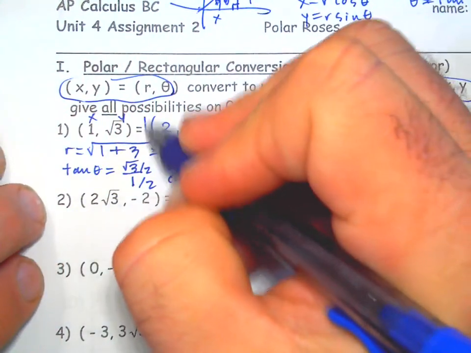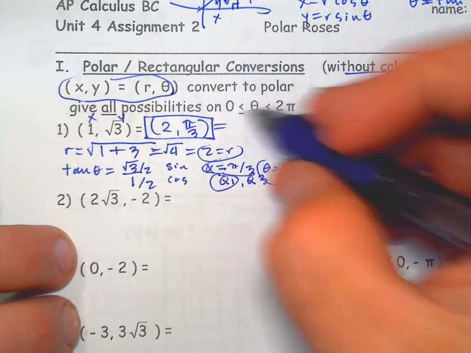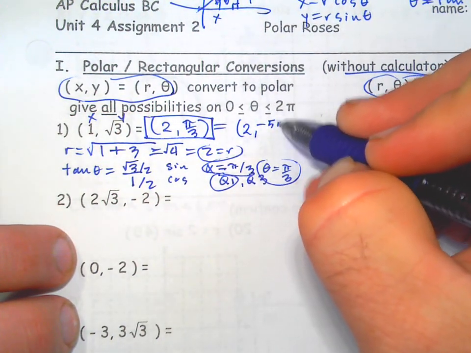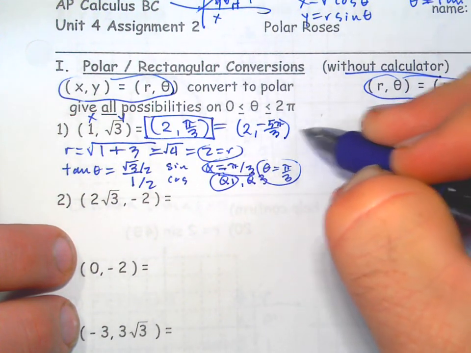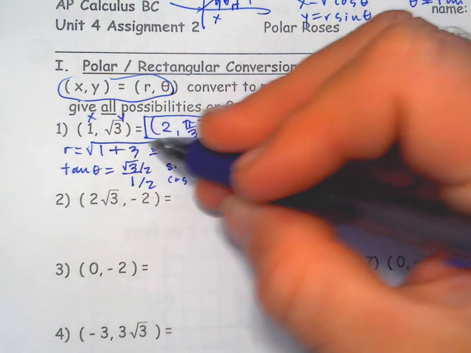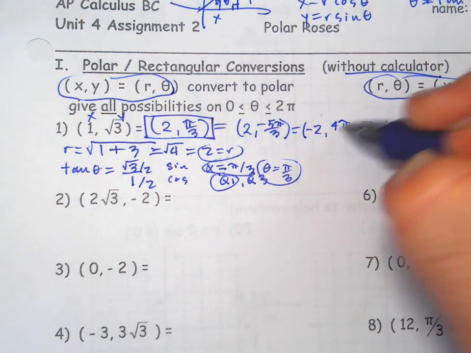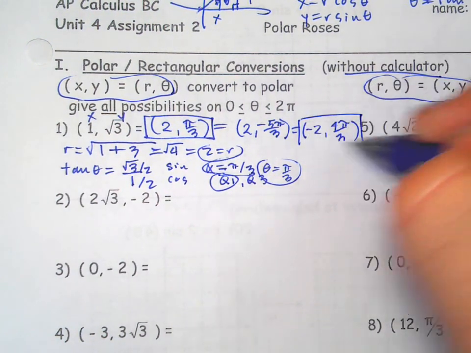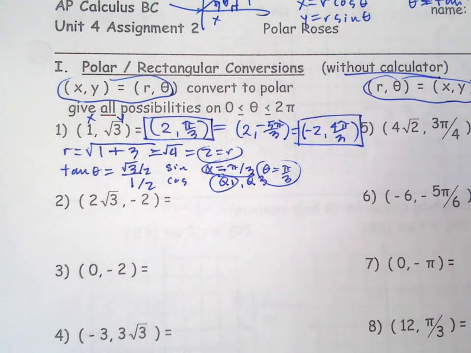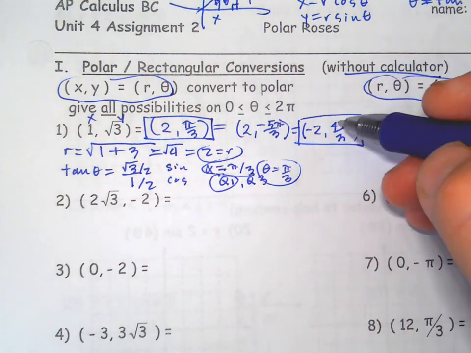Now, you could also write this other ways. I mean, if you just think of it, there are other answers. You could do 2, negative 5 pi over 3, go backwards. You could add pi to this. You do negative 2, 4 pi over 3. So you should be able to get some other values. So let's see if we can get a negative radius for each one of these. Okay, at least 2 answers, one with positive radius, one with a negative radius.